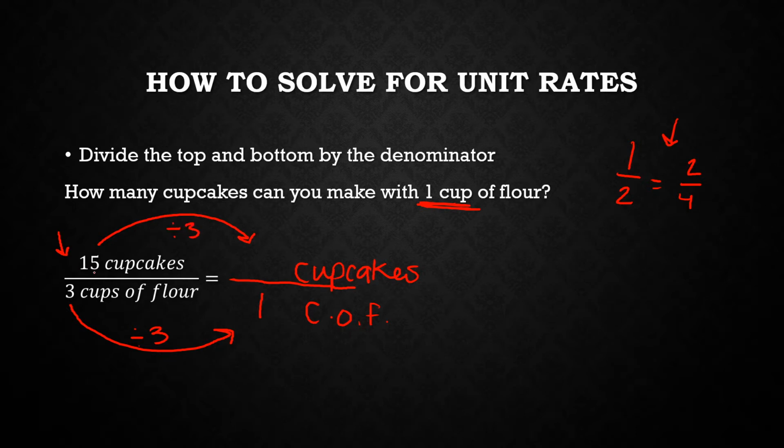So any math that you do to the bottom, you need to also do to the top. That means I would take this 15 and divide it by 3. 15 divided by 3 gives me 5. So according to my ratio here, I can make 5 cupcakes for every 1 cup of flour.